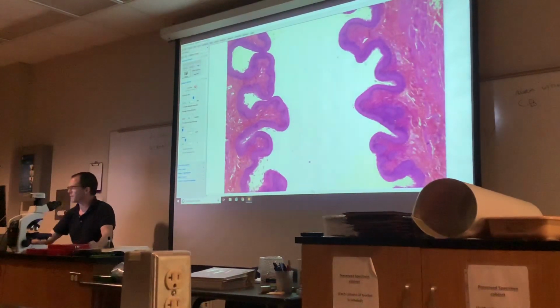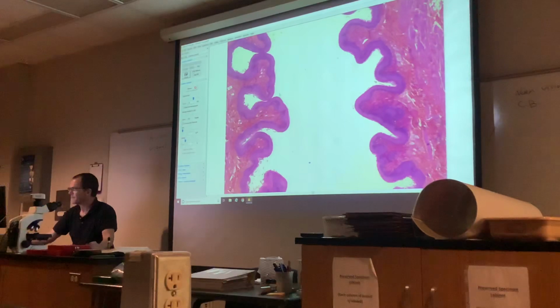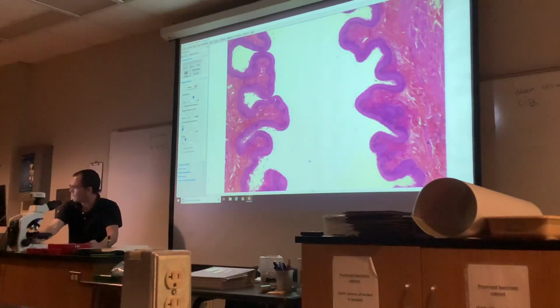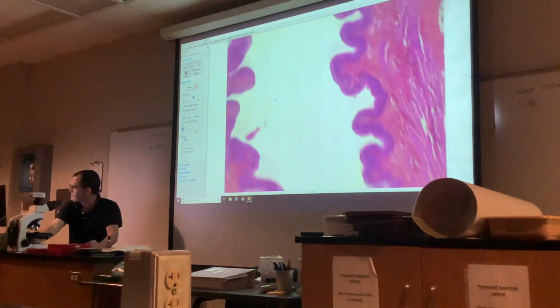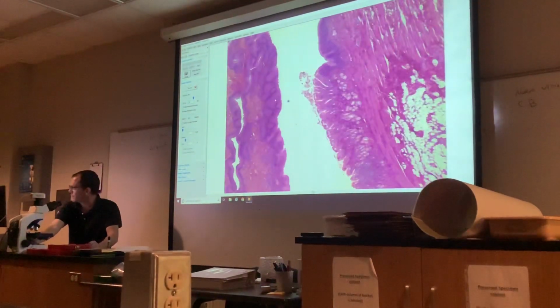Stratified squamous epithelium, right? That's what this stuff is. For the people that said esophagus, this gets so that you can automatically tell what that is, and this takes practice. How do you get to Carnegie Hall? Practice, practice, practice. A joke from the 1900s.